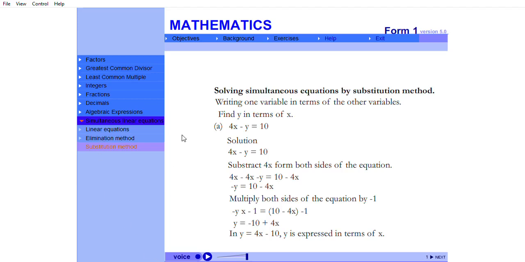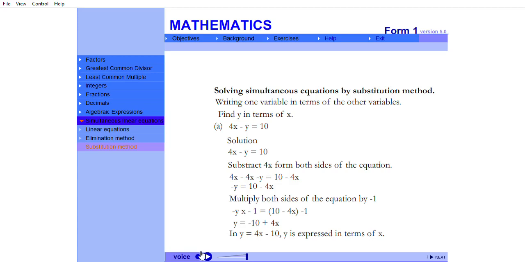Substitution method. Solving simultaneous equations by substitution method. Writing one variable in terms of other variables. Find y in terms of x. A. 4x minus y is equal to 10. Solution. Subtract 4x from both sides of the equation.